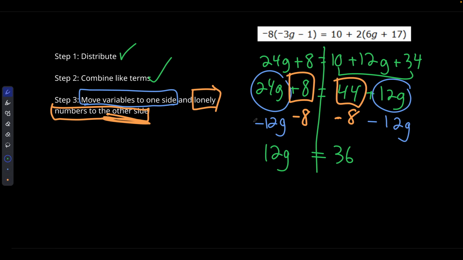But for now, we just want to practice moving all of our variables, all of our letters, to one side, and all of our lonely regular numbers to the right side.